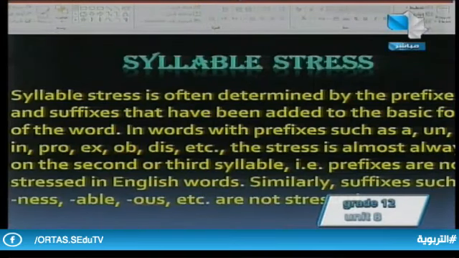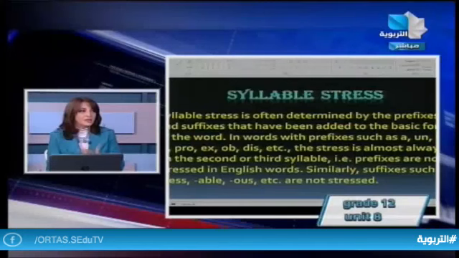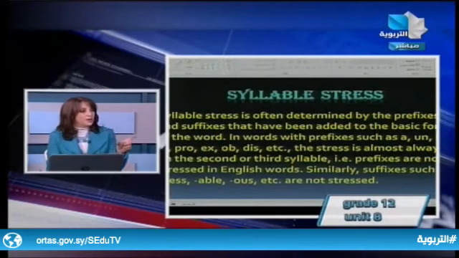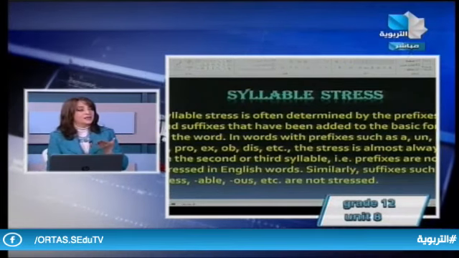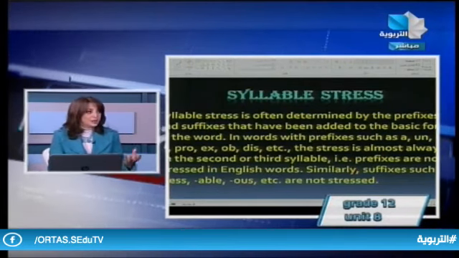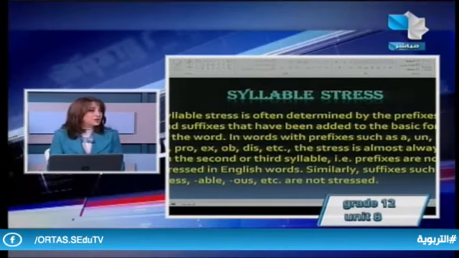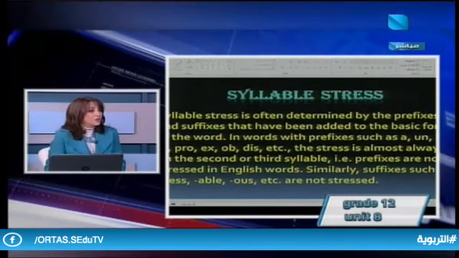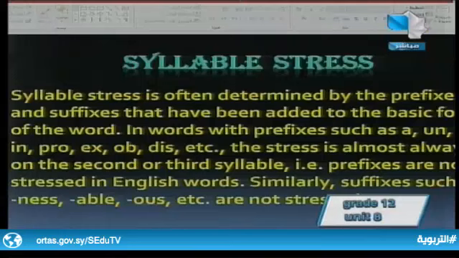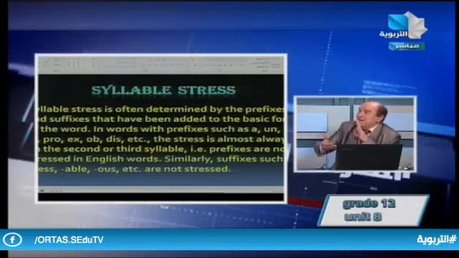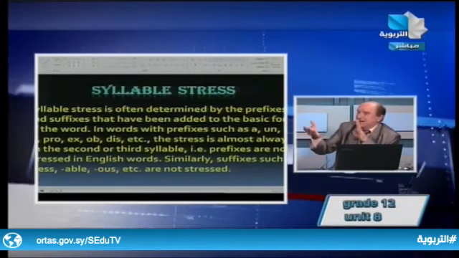The word stress means to give importance. So we stress only the important syllables if we are talking about words. If we are talking about a sentence, we stress the important words. So that's what we mean by stress. Prefixes and suffixes are not the most important parts of the word, so they are not stressed, because they are added to the root of the word. They are not original in the word. Okay, very nice indeed.